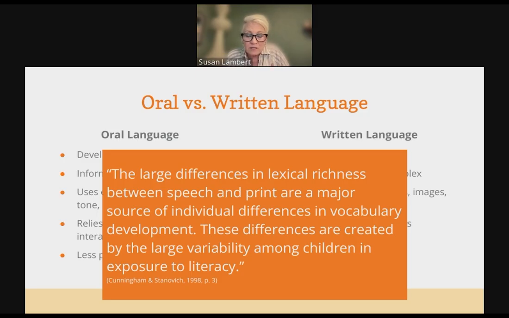And the differences between speech and print are a major source of individual differences in vocabulary development, and the differences are created by the large variability among children in exposure to literacy. Literacy, the reading and writing element of that. Again, what I said is when kids learn how to read early and they become proficient and automatic early, their exposure to vocabulary and concepts grows so much because they have eyes on print.